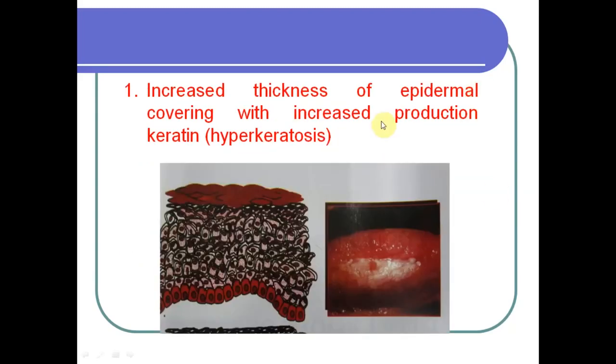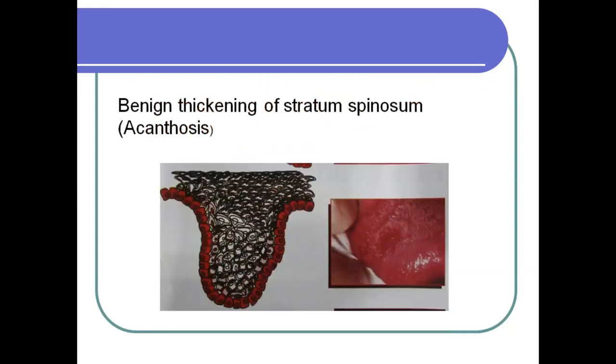So all these reasons could ultimately result in a white lesion. Okay, so this is the first one. Increased thickness of epidermal covering with increased production of keratin. So this is keratin, which is the supermost or top layer. So there is increased production of keratin, which is known as hyperkeratosis, which could be a reason for the appearance as white.